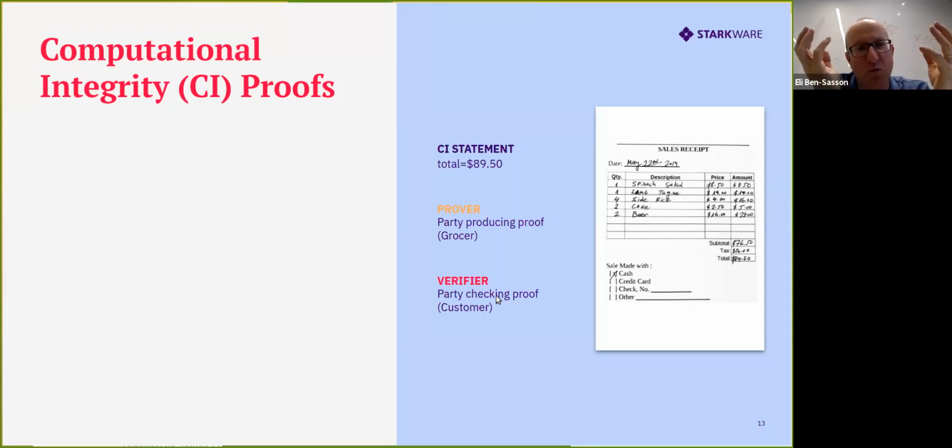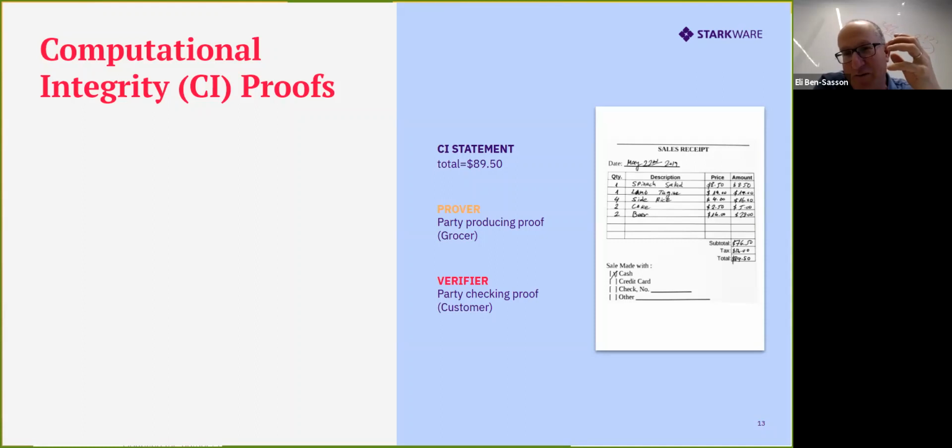So let's say again, what is a computational integrity statement? There is some statement that a party is making saying, I ran a computation correctly with integrity, and here's the output. So for instance, a grocery or a restaurant bill is a proof of integrity.